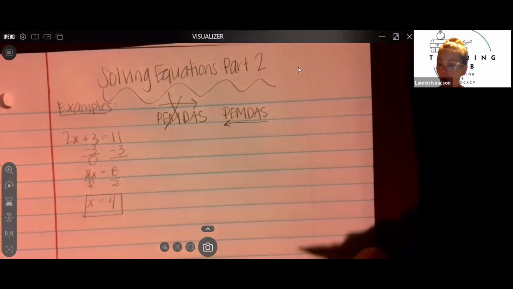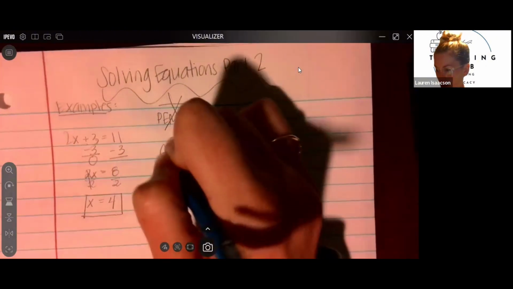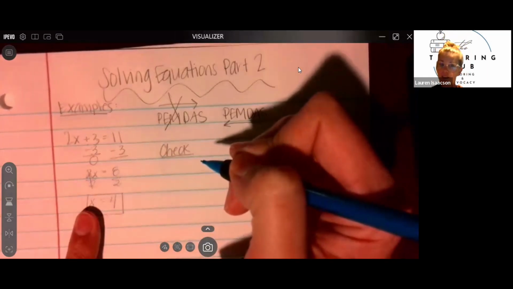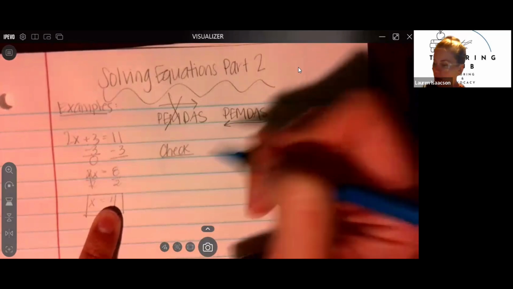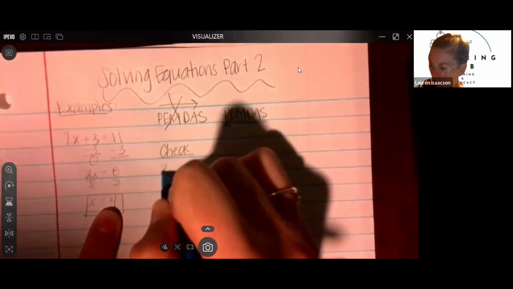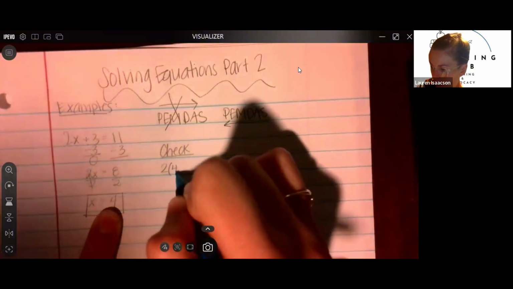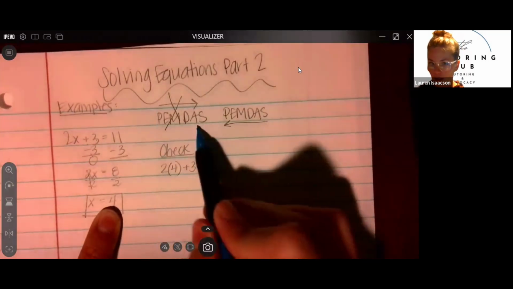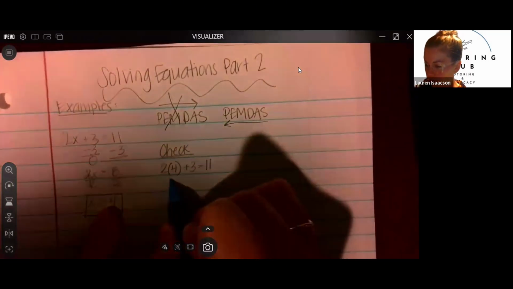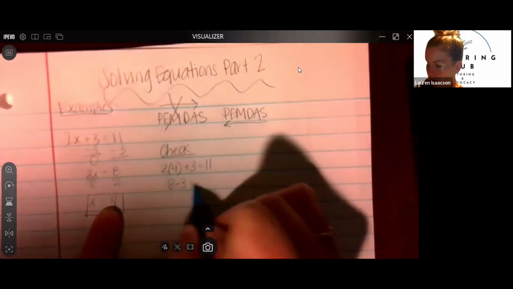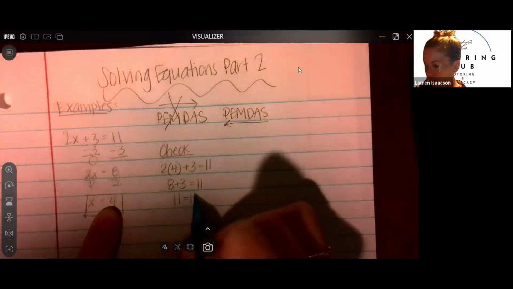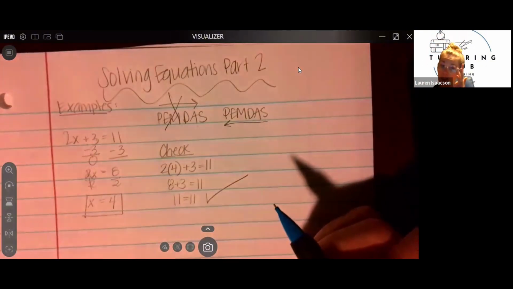Now remember, we can always check these to see if they're correct. We take what we got for our variable, x is 4, and we just plug it in. So 2 times 4 plus 3 equals 11. Now we do our order of operations left to right. 2 times 4 is 8, plus 3 equals 11. I know that 8 plus 3 is 11. 11 does equal 11, so it does check.